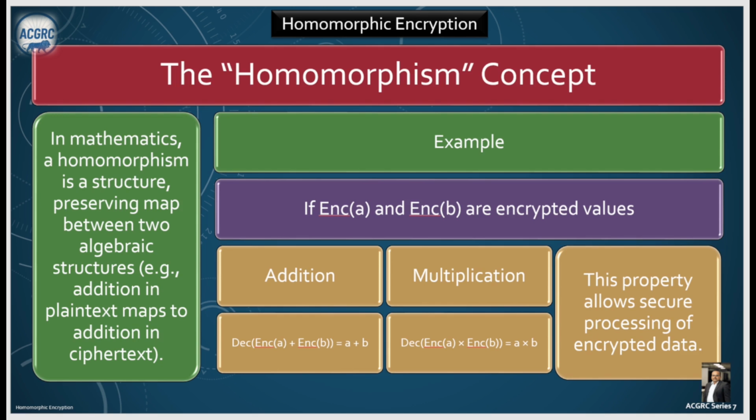Let's look at the concept. In mathematics, a homomorphism is a structure preserving map between two algebraic structures. Example, addition in plain text maps to addition in ciphertext.